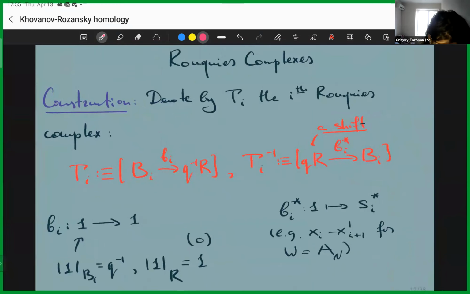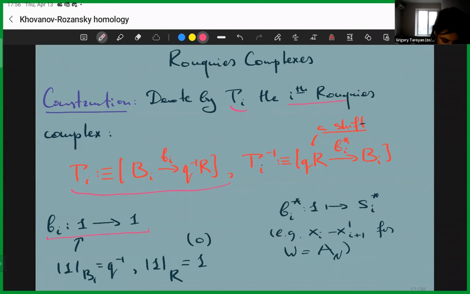So now we arrive at the promised categorification of braids. And this is done using the Rouquier complexes. Denoted by T_i, the i-th Rouquier complex is constructed like this. We take a circular bimodule which corresponds to s_i, and then we map it to a shifted ground ring. So the map is like this, and there is obviously a unique extension of this map to a map of bimodules.